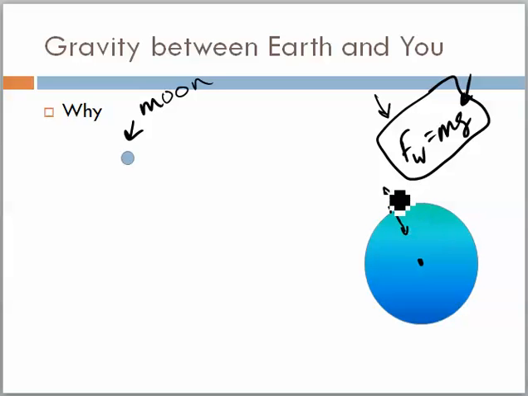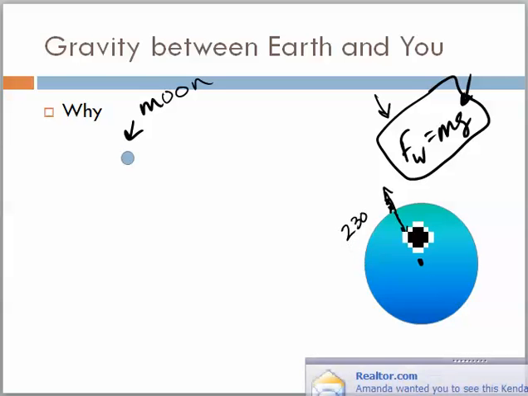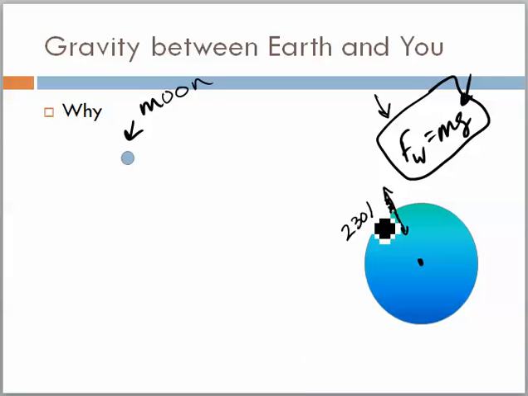Now, why then do we feel this huge force? Well, let's say, for example, my force is 230 pounds. That is the force that's pulling me down. That means there's also a force that I'm exerting on the Earth pulling up on it. Well, because the Earth is so massive, let's look at our equation here. F equals m times a.